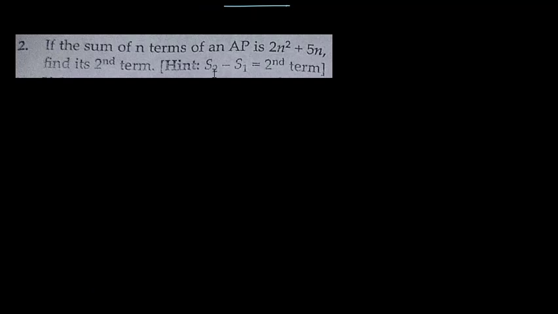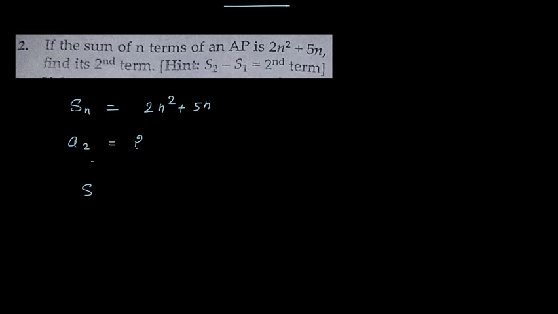Now here the problem: if the sum of n terms of an AP is 2n square plus 5n, find its second term, and they have also provided you some hint. So the formula for Sn is given. Sn is 2n square plus 5n, and you have to find the second term. That means you have to find a2. a2 is question mark, and you know that the second term a2 can be written as s2 minus s1. So here my responsibility is to find what is s2 and s1.